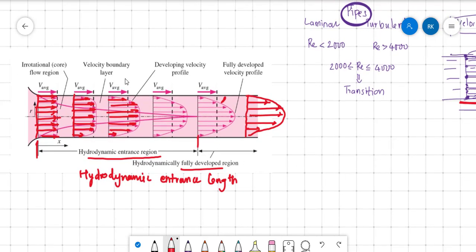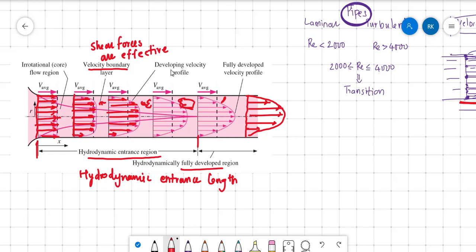We need to mention some parameters here. This is called the velocity boundary layer, where the shear forces are effective. So where will the shear forces be effective? Shear forces will be effective near the wall surface. So here the shear forces will be effective. That is called the velocity boundary layer.